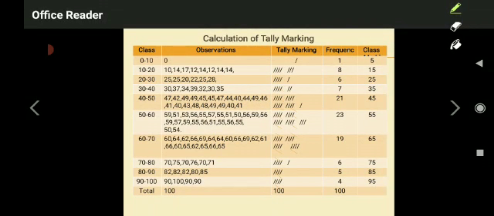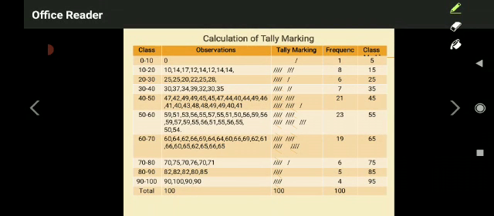I have taken the same example of students' marks in mathematics of 100 students. Same data I have used over here. Whatever data I used in the earlier calculation for frequency calculation with the help of exclusive, inclusive and unequal method, same data I have referred over here. Try to understand.